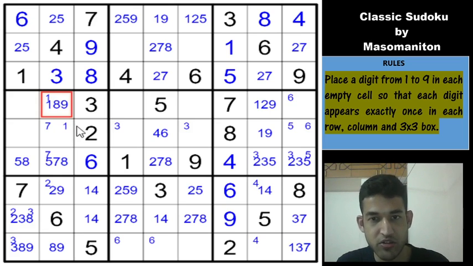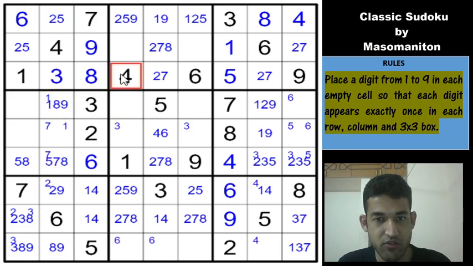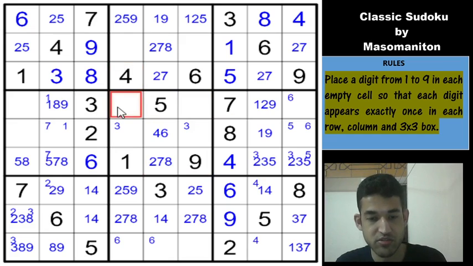And let us look at this cell: 3, 4, 1, 3, 4, 5, 9 and 7. Okay, basically these two cells cannot have any odd digits, so they must be 2 4 6 8, but 4 is here, so this is 2 6 8 and this is 2 4 8.